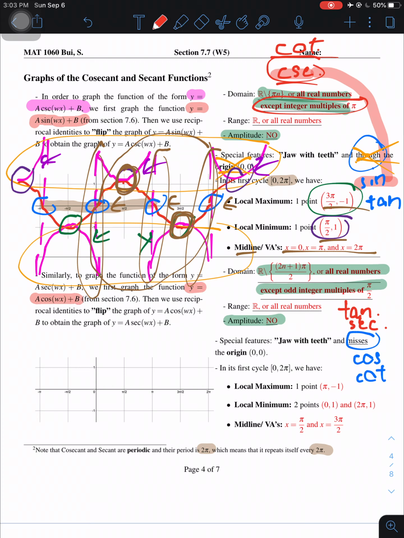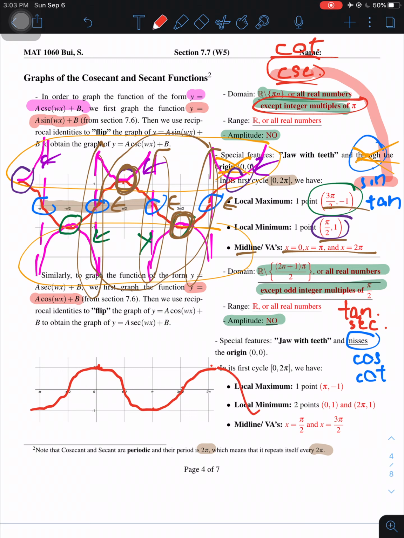Okay, so let's draw it out, right? I know that cosine has 1 up here, and then 0, back to -1, 0, and back to 1. So it's gonna be something like this. And if you want, you can extend it to both sides just like this.